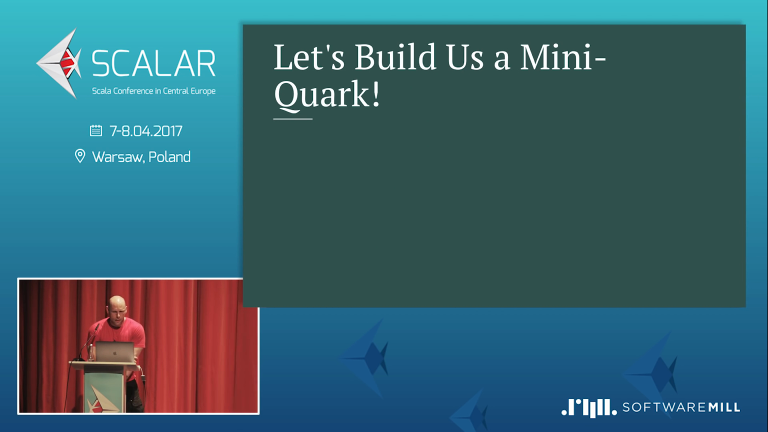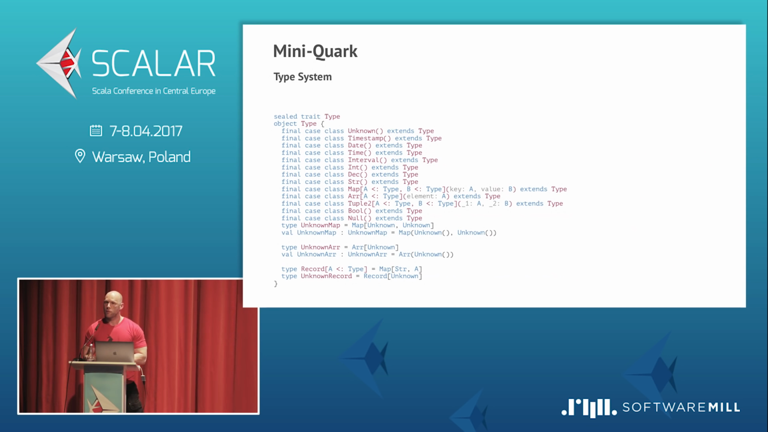All right, in our remaining 5 minutes, let's see if we can build a mini QUARK. And then you can take a look at the real source code when you have a chance. So the first thing we're going to do is build a type system. And this type system will allow us to model all the different types we want to represent in our DSL.